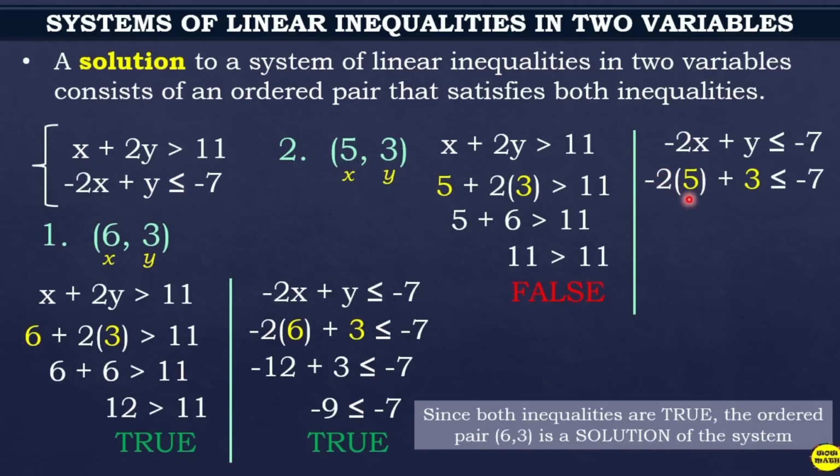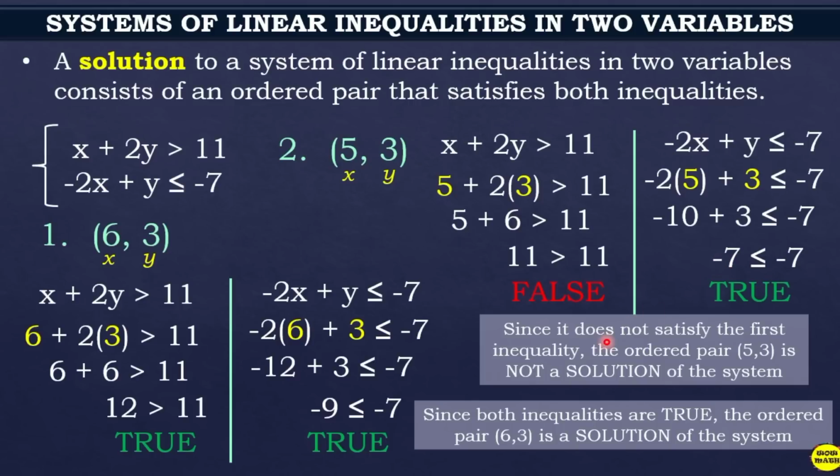Ganun ulit, substitute natin si 5 and 3. So, this is negative 2 times 5, that is negative 10, and then plus 3. So, negative 10 plus 3, that is negative 7. So, kagaya nito. Negative 7 is less than or equal to negative 7. So, since may equal dito, and they are the same, they are equal, so this is true. But since it does not satisfy the first inequality, then the ordered pair 5, 3 is not a solution of the system. Okay, so ito yung sinasabi ko, kailangan mag-satisfy siya sa parehong inequalities. So kahit nag-true ito, kung yung isa ay false, hindi pa rin siya solution.